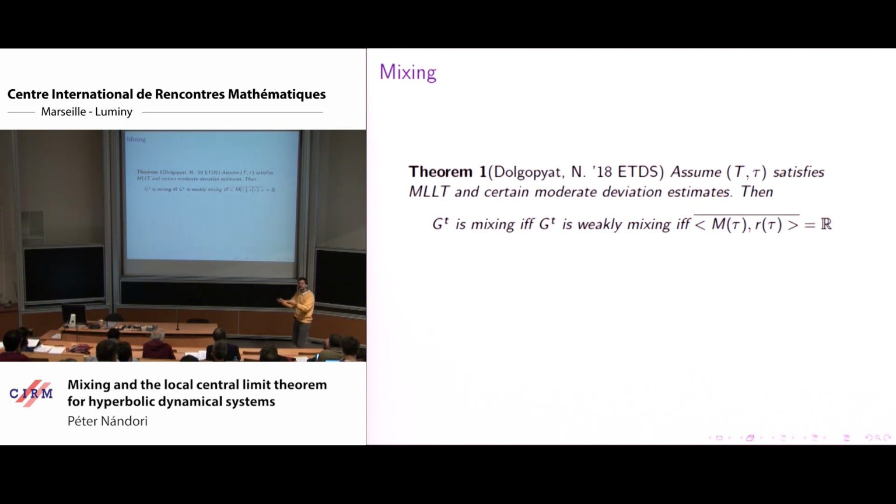One direction is super easy. If this is not equal to R, then it has to be a lattice. If it is a lattice, then practically speaking, what happens is that your tau can only take values in a lattice. Of course, that's not mixing, right? So the only times when you can come back to the base are given by a lattice. But that's not mixing.